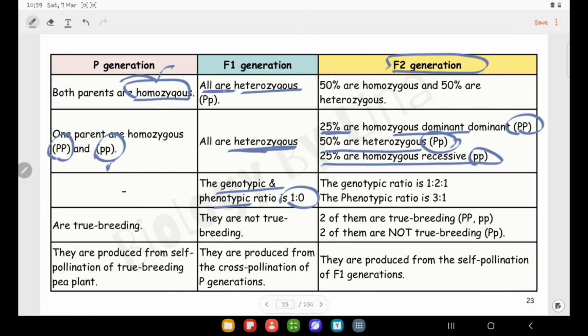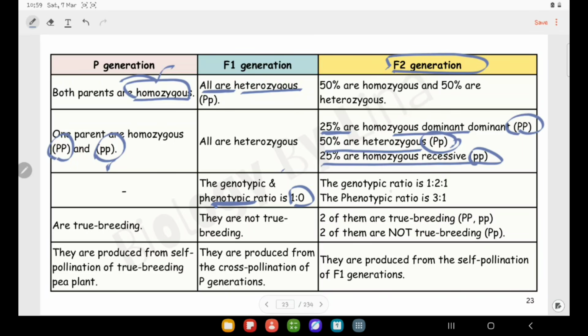What do you mean by that? We said that in F1, all of them are hetero and they are dominant. So when we say all of them, it means 100%. 100% as ratio, we can write it like that. We can say 1 to 0, it means 100% the dominant trait will appear, and 0% the recessive will appear. This is for both genotype and phenotype. For genotype, when we represent it by letters, all of them are P capital, P small. This is the genotype. And for the phenotype, it's the appearance. So all of them are purple, for example. That's why it's 1 to 0.